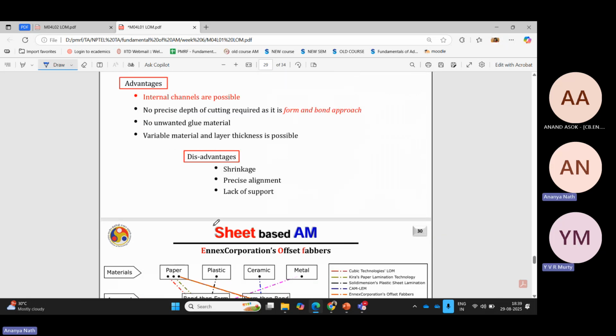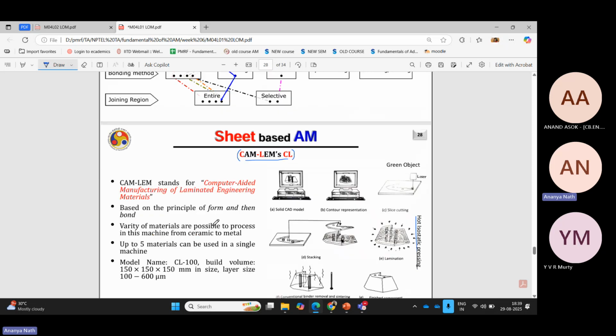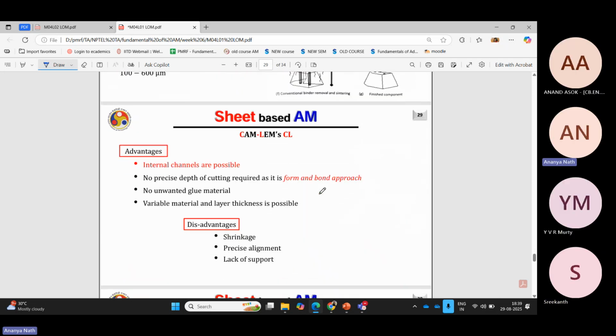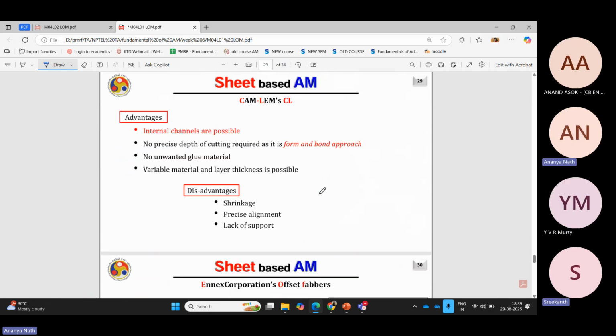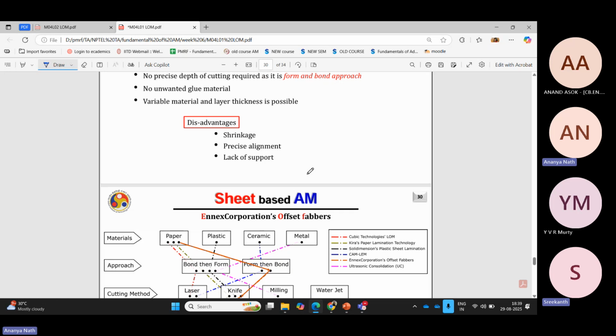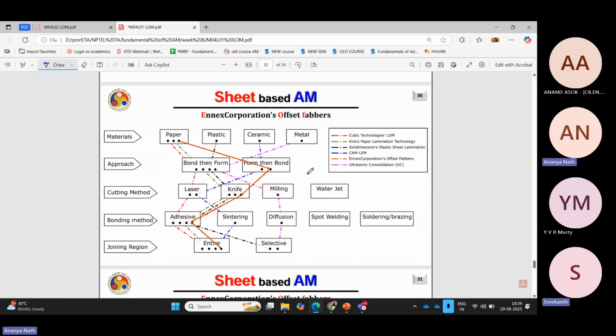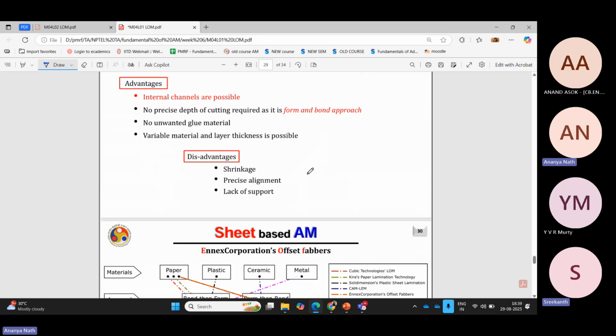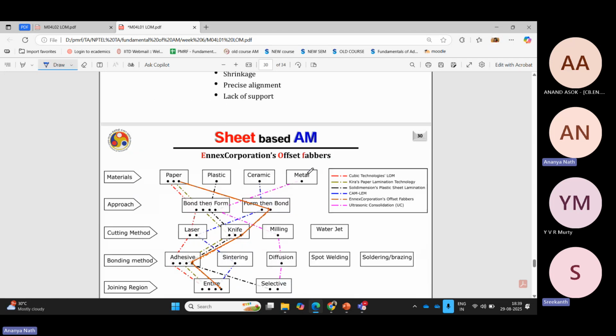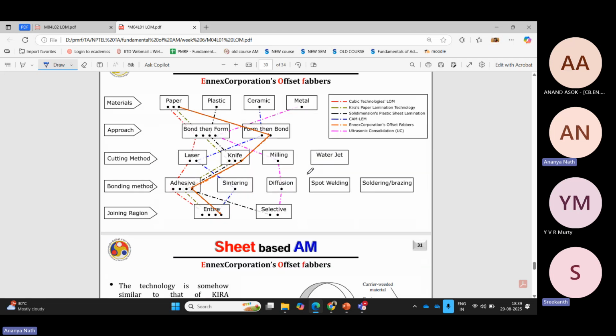Now come the advantages. Internal channels and everything are possible because you are cutting the sheets and then laminating them. Disadvantage: shrinkage. Shrinkage is one thing because you are doing the sintering, so after sintering, the shrinkage will be there. The porosity will be very low. So that is also the advantage of the sintering process.